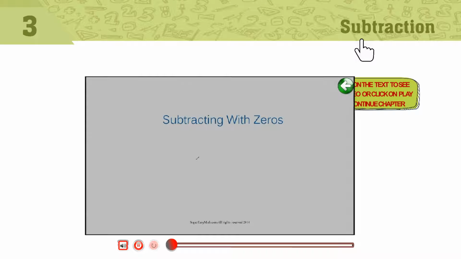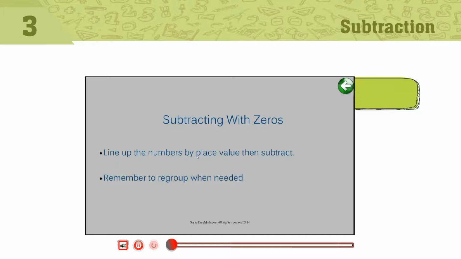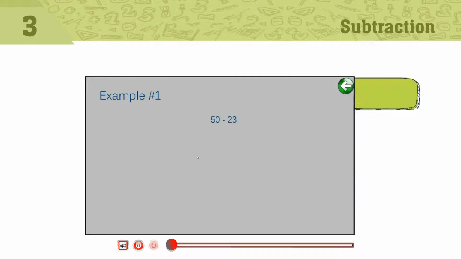Chapter 3 Subtraction. Subtracting with zeros. When subtracting with zeros, there's two things you want to keep in mind. You want to line up the numbers by place values and subtract, but you also want to remember to regroup when you need to. Here is example number 1.